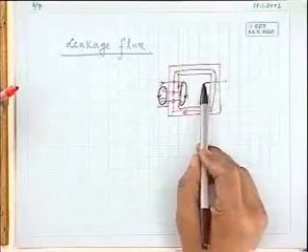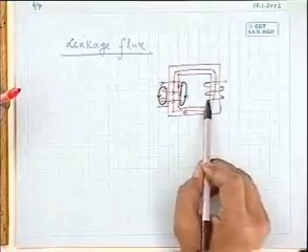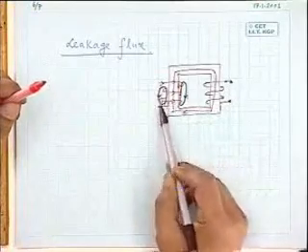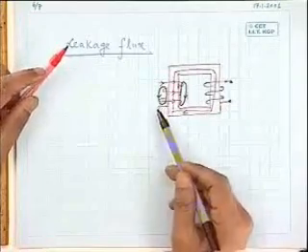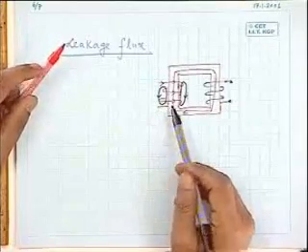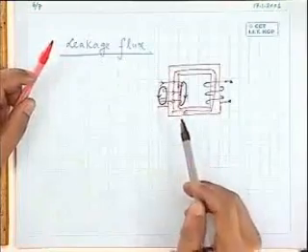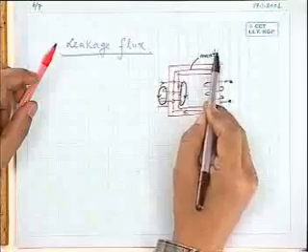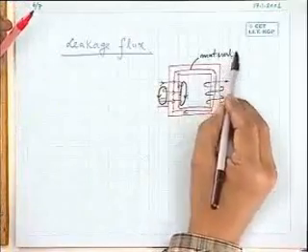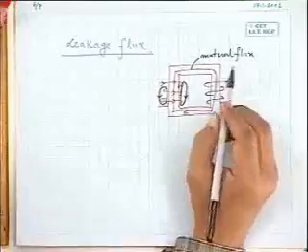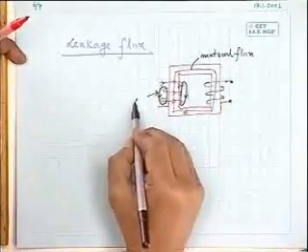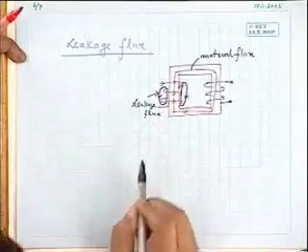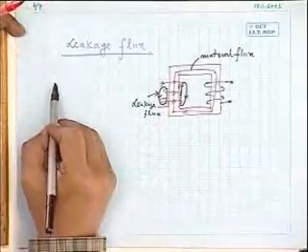This leakage flux, of course, will not be able to induce any voltage in the other coil. So, leakage flux is that flux which links only the concerned coil which has produced this flux. This flux is called mutual flux, which links both the coils, and these fluxes are called leakage flux.